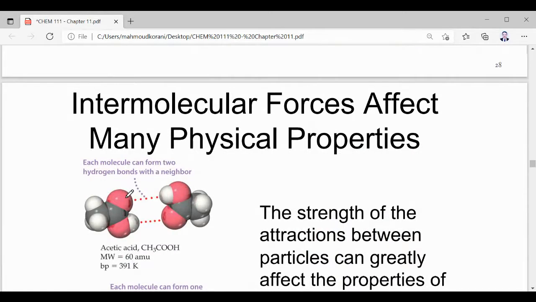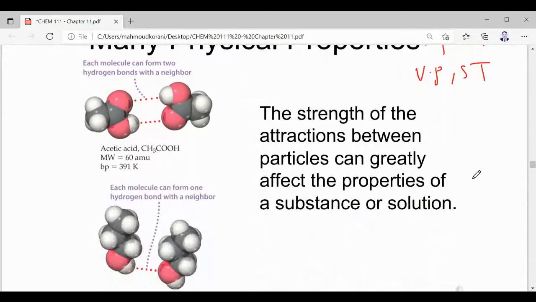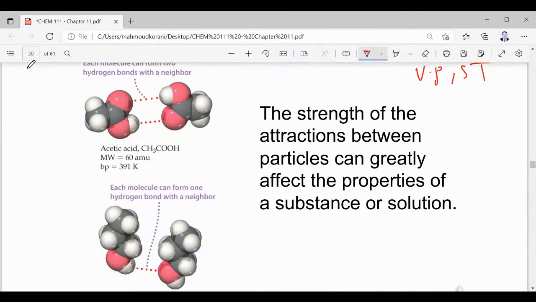Actually, as I have already told you in the beginning of this chapter, intermolecular forces are responsible for many properties of the substance. And so we need to discuss that they affect many physical properties, for example, boiling point, and also melting point, and also vapor pressure, and surface tension, and so on. Just look at that, compare these two molecules together.